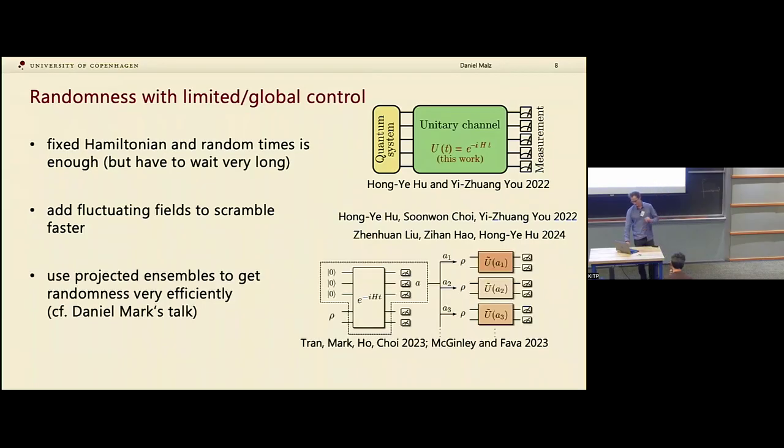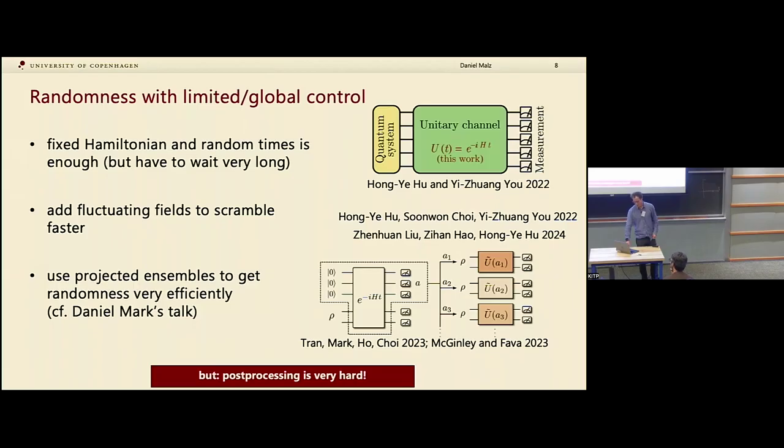Or there is also a very powerful idea, also pioneered by members in the audience, which is to use projected ensembles. This was explained earlier in Daniel Mark's talk: you can get a lot of randomness very quickly by attaching an ancilla to your system and then measuring this ancilla, and you get a lot of random maps onto your system quite rapidly.